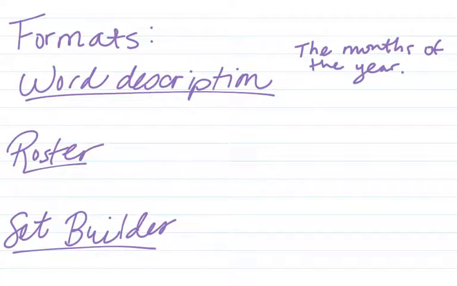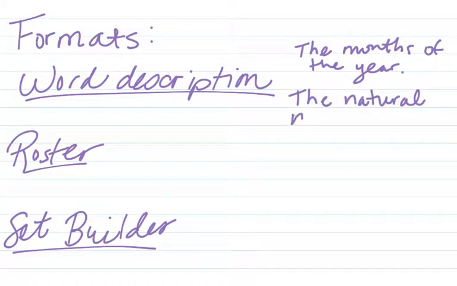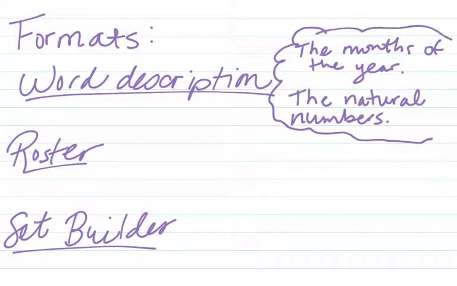I could also say the natural numbers. That is a description of a set in words. Okay, those are those numbers we've discussed before, the counting numbers, 1, 2, 3, 4, 5, 6, 7, etc. Okay, so that's word description, describing the set in words.